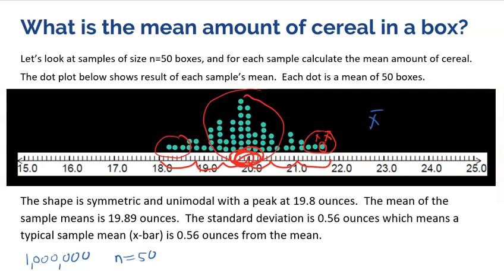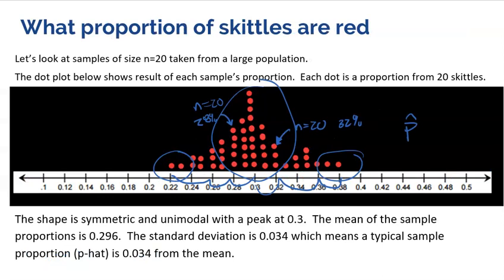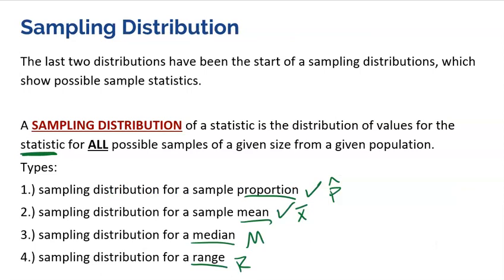But a true sampling distribution will show you the mean of every single possible sample or the proportion of every single possible sample. Or, like I mentioned, you could even do the median, but it's got to be of every single possible sample of the same size. You can't switch your sample size from the same population. You can't start picking from a different group.